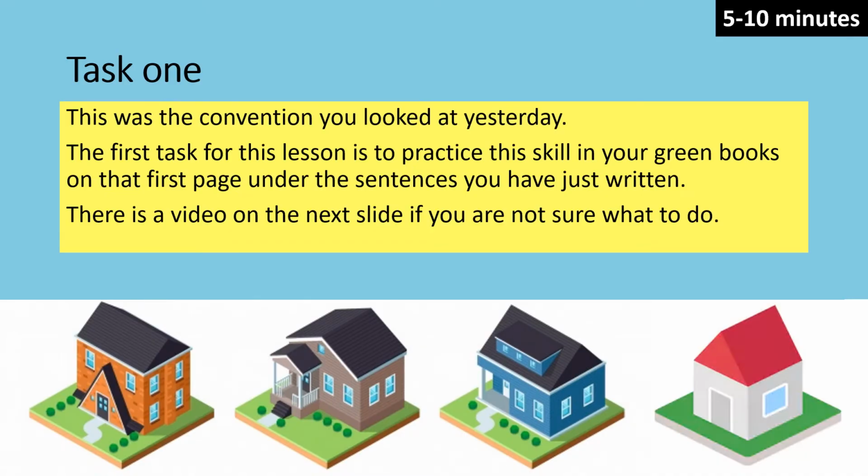So task 1, a bit of retrieval. This was a convention that you looked at yesterday, isometric. And the first task for this lesson is to practice this skill in your green books on that first page under the sentences you've just written. There is a video on the next slide if you're not too sure what to do. But the purpose of this is just to practice that skill that you were introduced to. So don't worry if you can't get it perfect. It's just a practice, and you can either do some cubes, or if you want to do some houses again, there are some houses at the bottom of the screen if you'd like to try and copy one or more of those, or maybe some 3D letters. Again, choice is up to you, but this should take you roughly between 5 and 10 minutes.